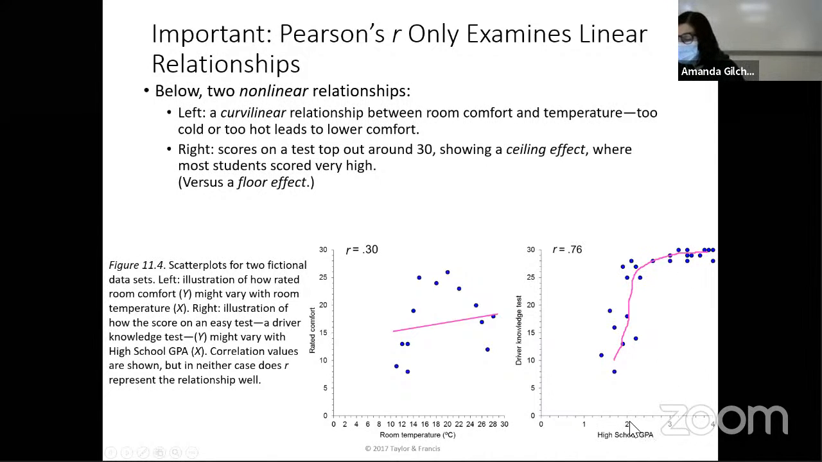Basically, if you're getting over a 2.0 GPA, you are basically acing this test. Most of the students score very high. This is actually a 0.76 correlation, but because of this ceiling effect, we are restricting the range here. We're not actually getting a true relationship between GPA and driver knowledge because everybody above a 2.0 or a 2.5 basically maxes out at 30. The test is too easy.